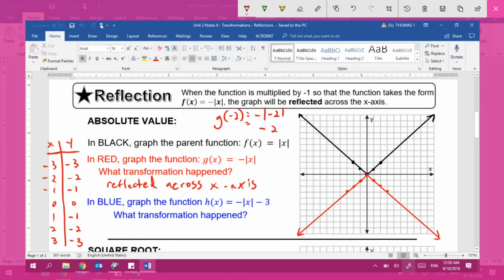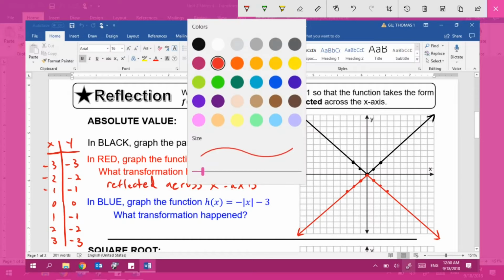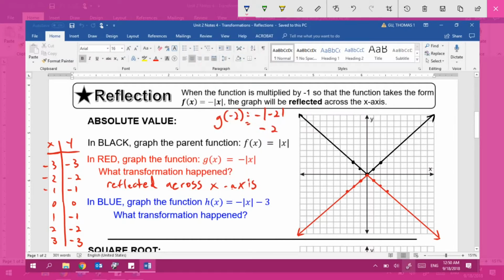In blue, graph the function h of x equals negative absolute value of x minus 3. Now, we can use the information that we knew yesterday to just know what happens. So first we've got the negative in front of the absolute value of x. We already did that one with the red. So we're going to reflect across the x-axis. And then now from yesterday, we know that if I tag on a -3 at the end, what does that do to my function? That moves my graph down 3 spaces.